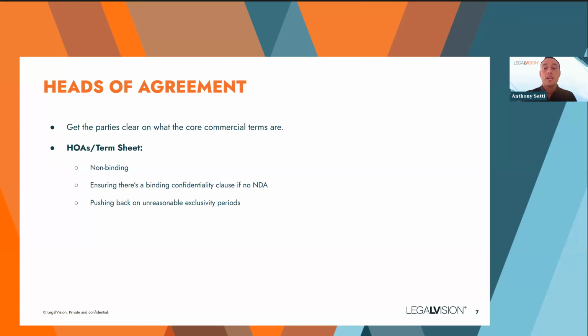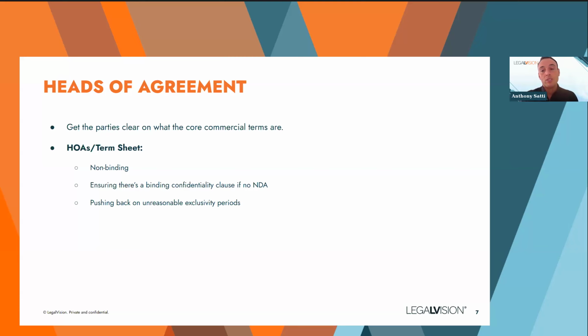From your perspective as sellers, it's also quite usual for the term sheet to include a binding confidentiality clause. That's going to be really important as well from your perspective if you've not had the other side sign a non-disclosure agreement or a confidentiality agreement. Of course, if you haven't had the other side sign one of those documents, ideally you should.